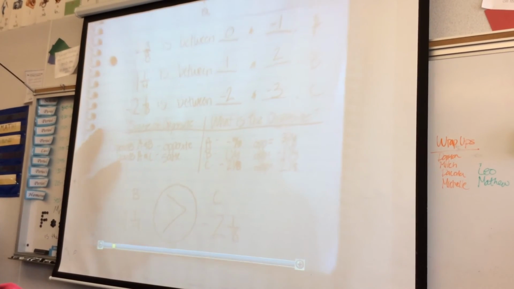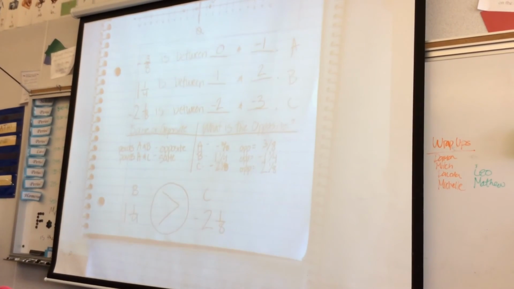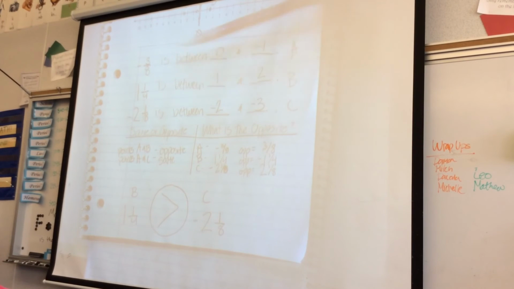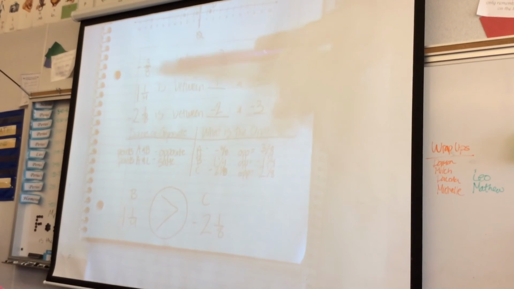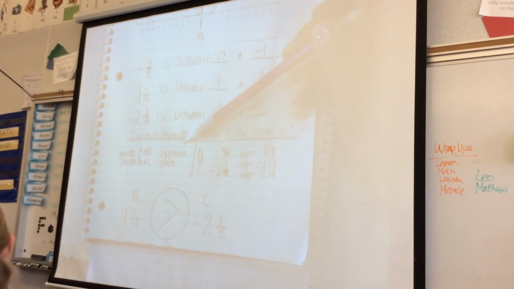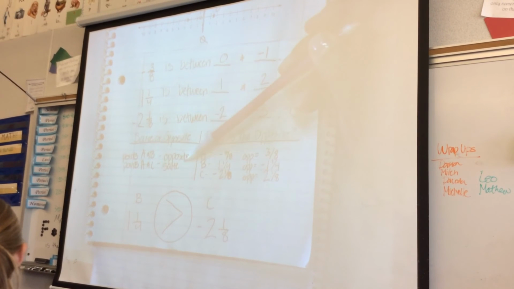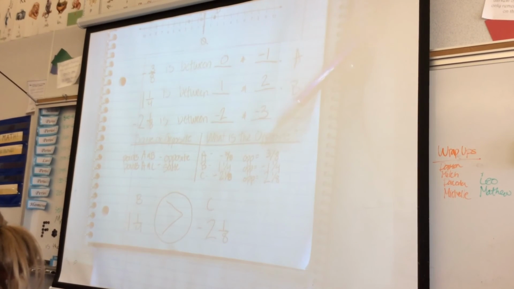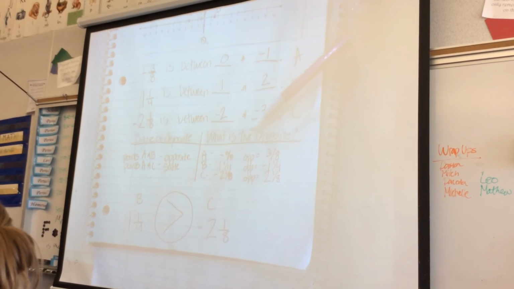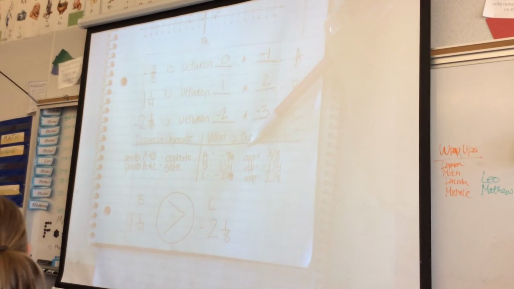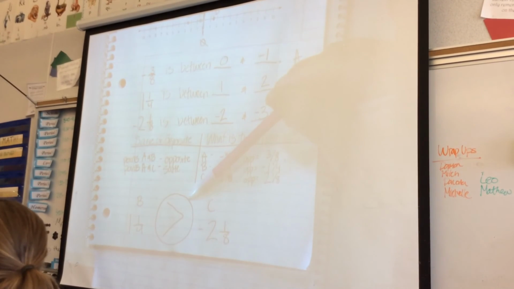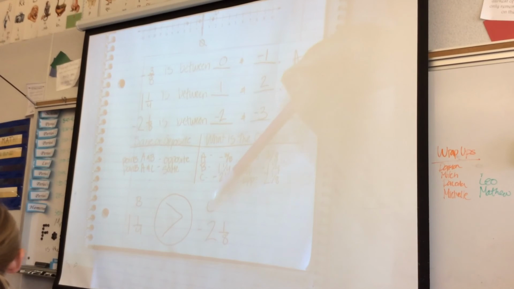Today, for your assignment, you have to be able to do the following things. You have to be able to graph rational numbers. You need to be able to tell me, are they on the same or opposite side of 0? You are going to be able to tell me what is the opposite of a rational number? And then you are going to compare and order rational numbers.